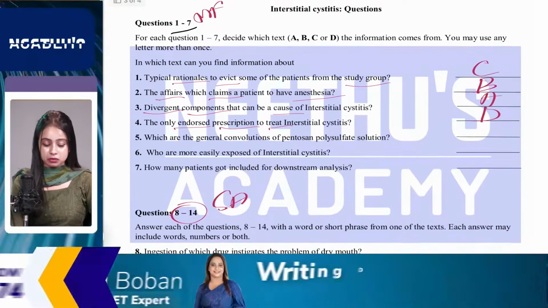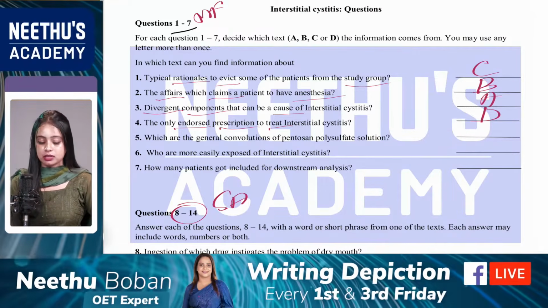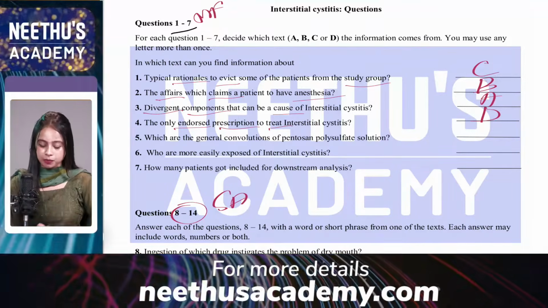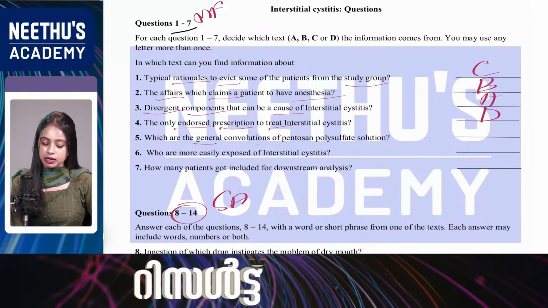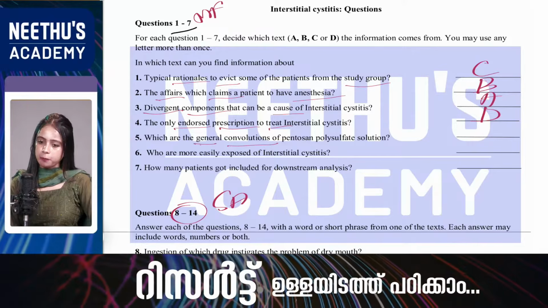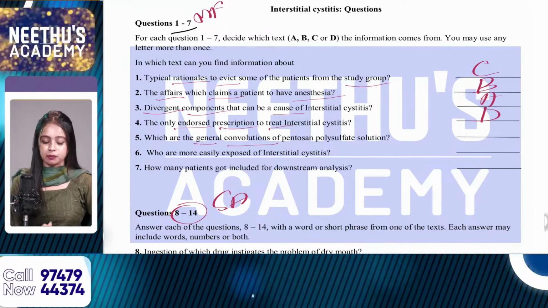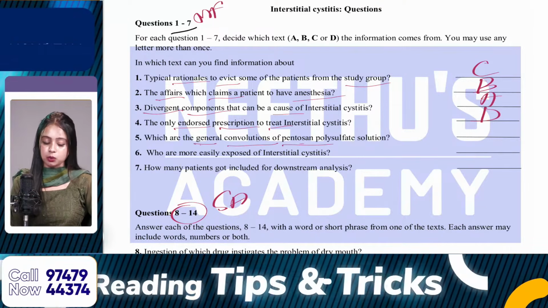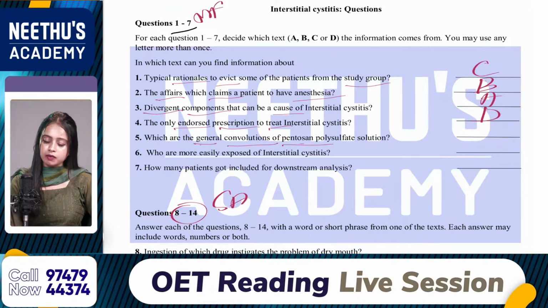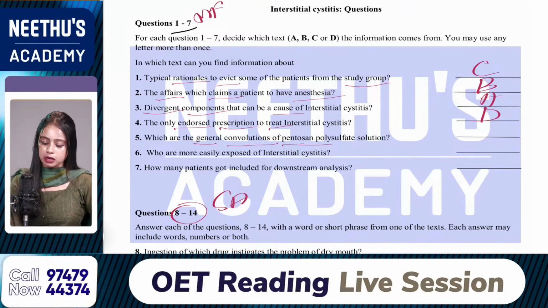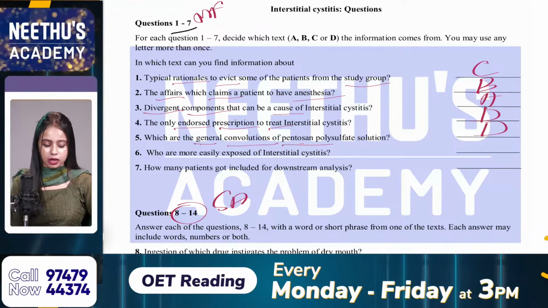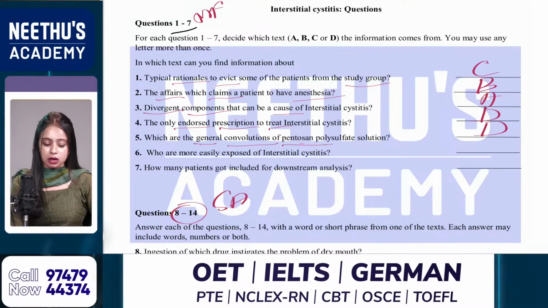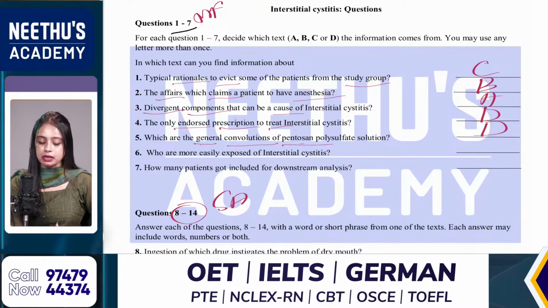Then the fifth one. Which are the general convolutions of pentosan polysulfate sodium? My keywords: general convolutions. Convolutions means side effects of a medicine. So that is the side effects of this particular medicine. Where is it mentioned? Again, without even looking into the text, we can mark it as D. The previous question is interrelated, so yes, of course D.